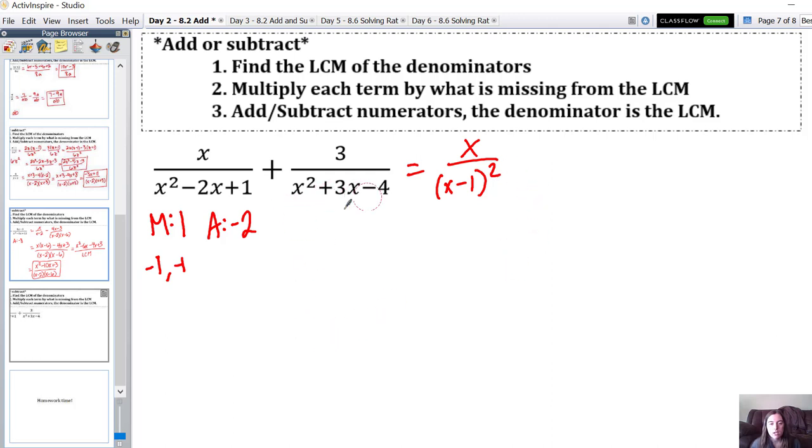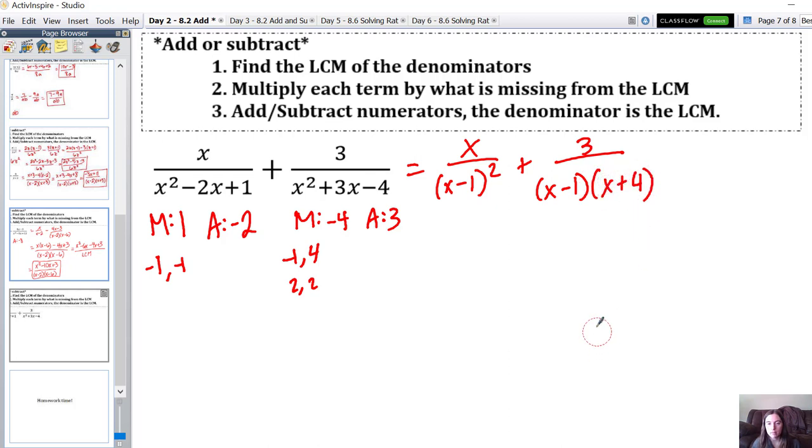Then on the right side, we need to see what multiplies to negative 4 that adds up to 3. We could use 1 and 4 or 2 and 2. Let's see. I need a negative 4, and I need them to add up to positive 3. That's going to be negative 1 and 4. So we're adding 3 over x minus 1 and x plus 4.